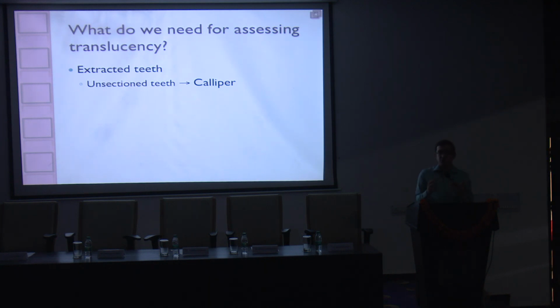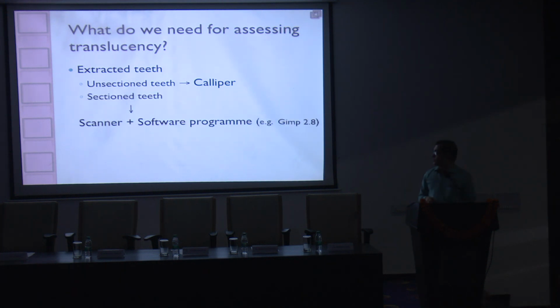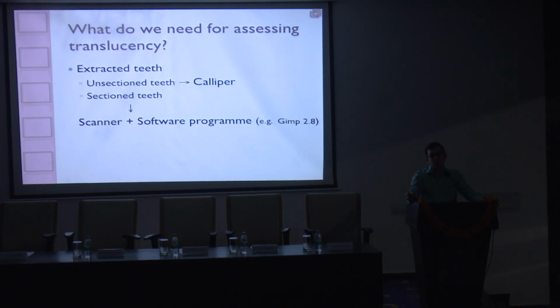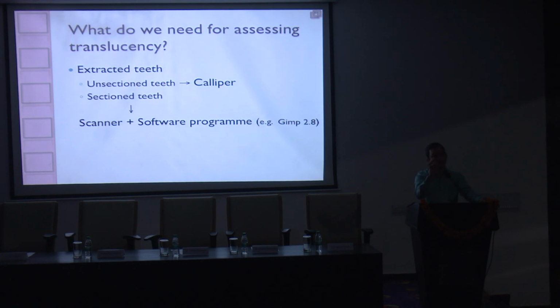However, if you really want to appreciate translucency very clearly, then I would suggest that you actually section the teeth. What I do is I usually scan the tooth section. Remember, the tooth section is fairly thin, and we recommend a section thickness of barely 250 microns. So that's 1/4 of a millimeter. It's a very thin slice. This ground section can be placed on a scanner, scan it, and you can use a variety of software programs to measure the length.